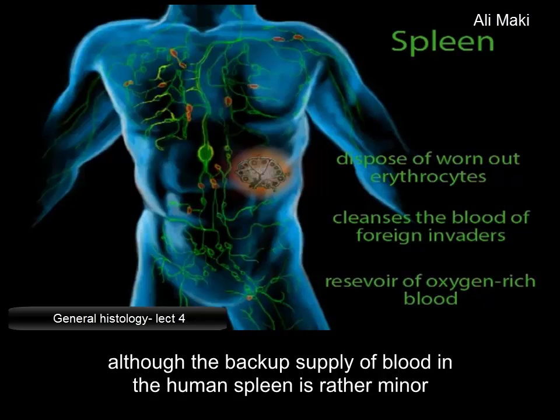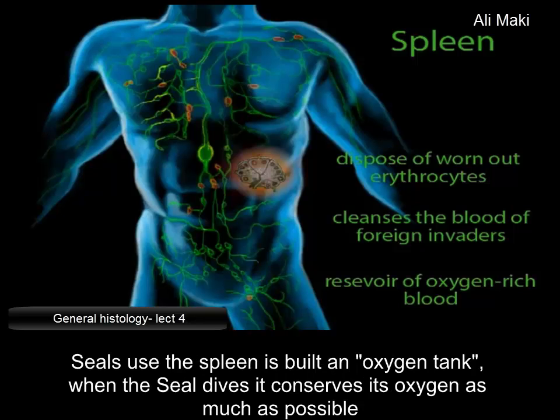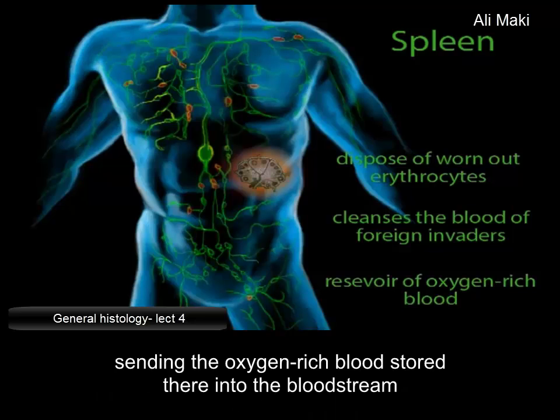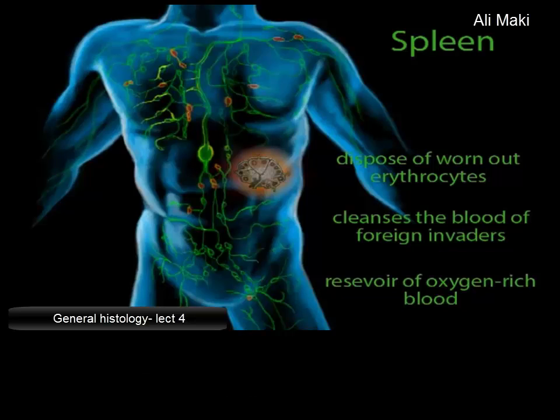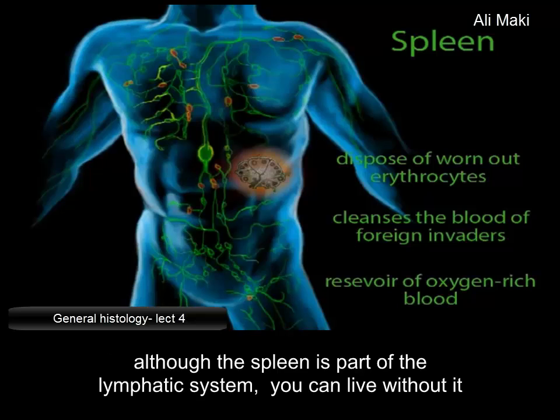Although the backup supply of blood in the human spleen is rather minor, it's a major factor in the physiology of some other mammals. Seals use the spleen as a built-in oxygen tank. When the seal dives, it conserves its oxygen as much as possible. However, when it's running low and cannot get to the surface, the smooth muscles of the spleen contract, sending the oxygen-rich blood stored there into the bloodstream. This gives the seal more time before it must surface to breathe.